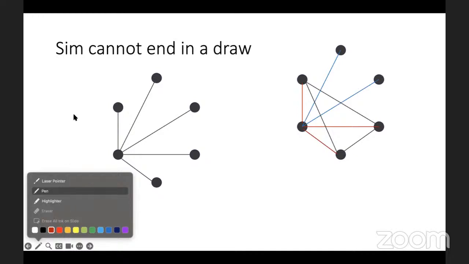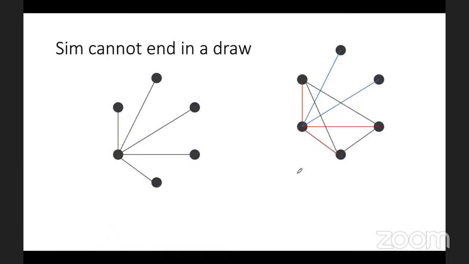Well, the other possibility is that all of them are blue. Well, if they're all blue, that itself would form a blue triangle. So there's no way for one party to finish all. So if this game plays out, there's no way not to have a monochromatic triangle. So you can't end in a draw.